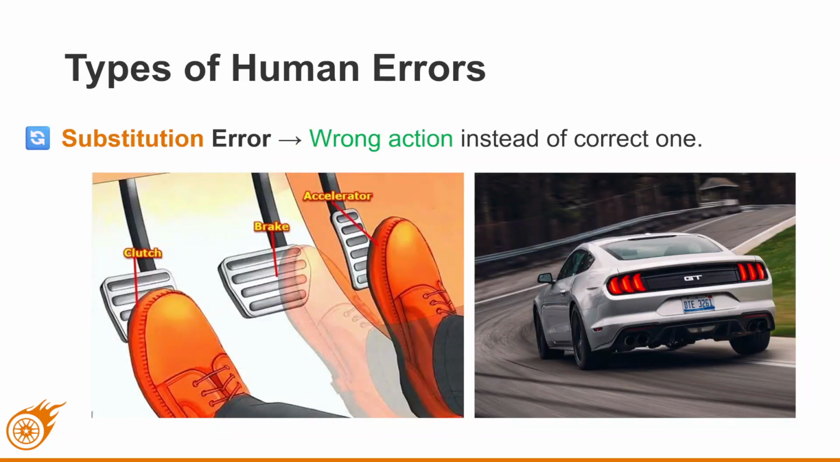So substitution error. Substitution error is essentially when the driver performs the wrong action instead of the correct one. So they performed an action at the correct time, but it was the wrong action. An example would be if they pressed the brake pedal instead of the clutch pedal when they were shifting, which would be really bad. So the takeaway is controls should be clearly separated and intuitive to prevent accidental substitution.